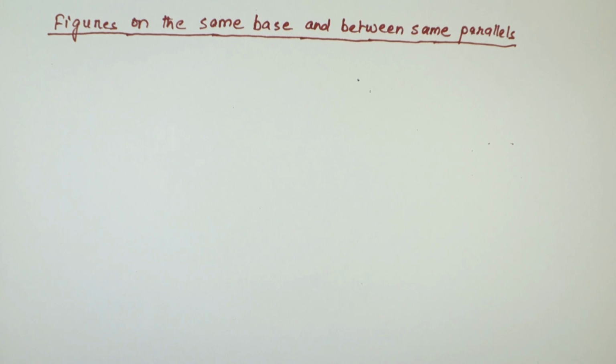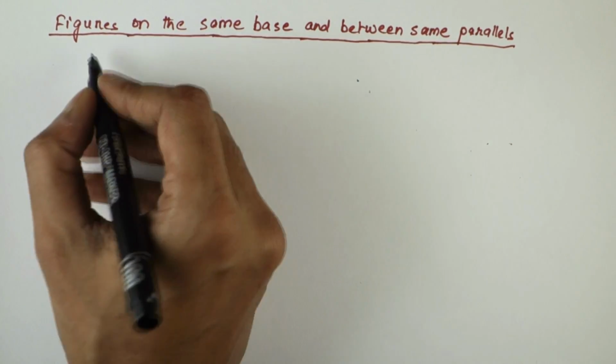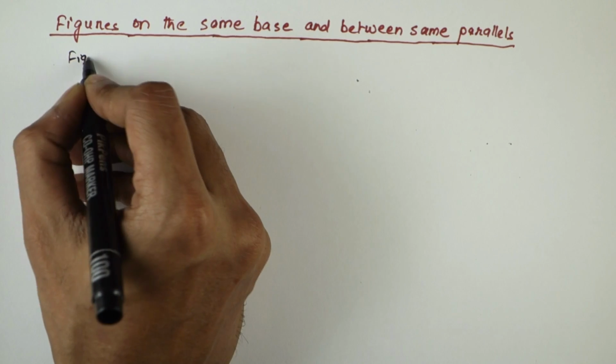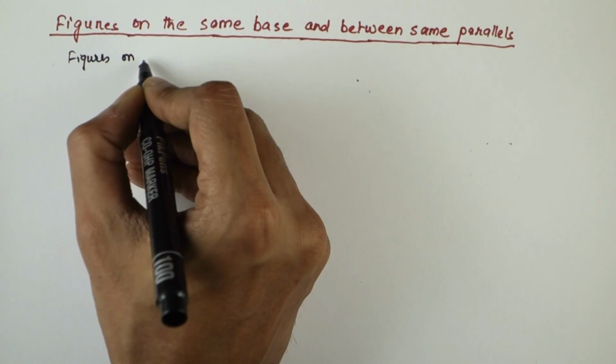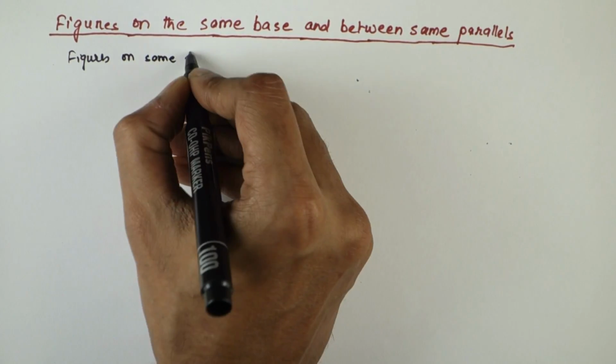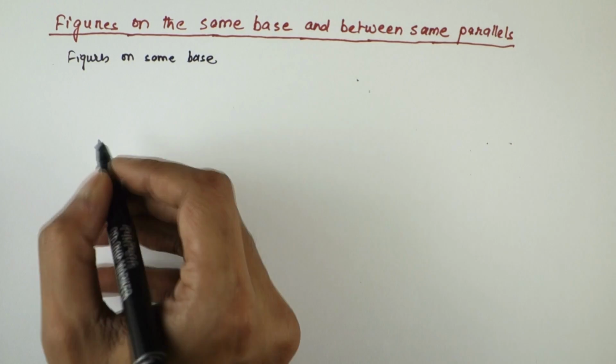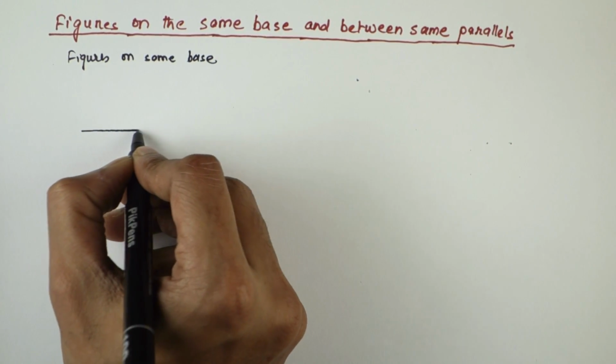So let's draw some figures. Let's draw a pair of figures which are on the same base. So let's first look at figures on the same base. Let's draw this.